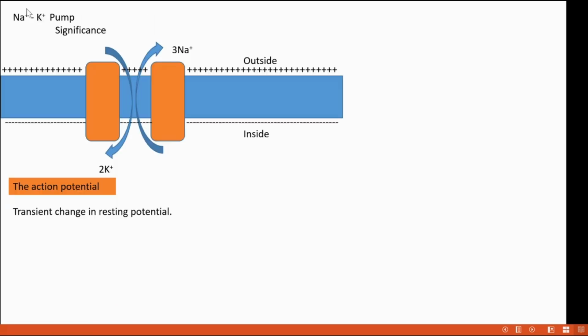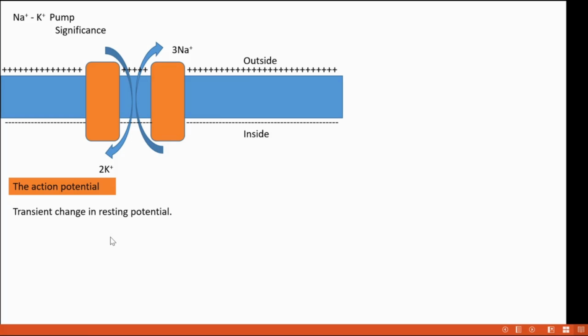Next slide. This is the sodium potassium pump. The sodium potassium pump is always moving 3 sodium out and always 2 potassium in. Again here, more positive charge is transported towards the outside and only a very small positive charge is moving in. That's why it supports the existence of negativity inside and positivity outside.